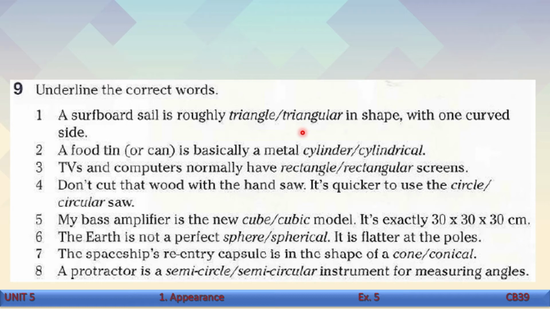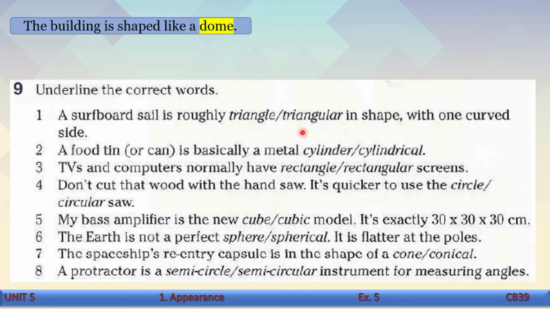Now, before we start the task, let's look at some examples. The building is shaped like a dome. You will notice that "shaped like" comes right before this noun. A dome is a noun, and it is the only word that comes after "shaped like." So it has to be a noun.